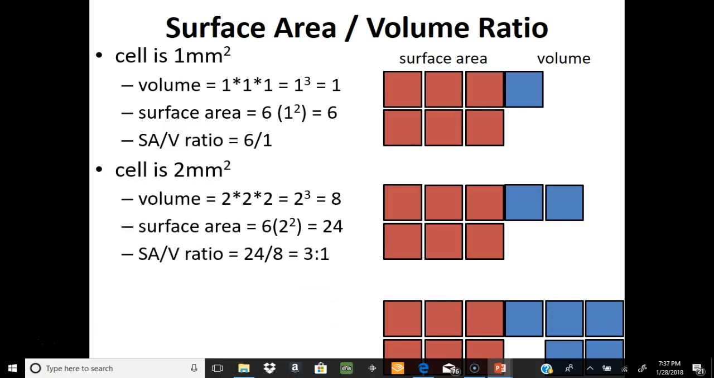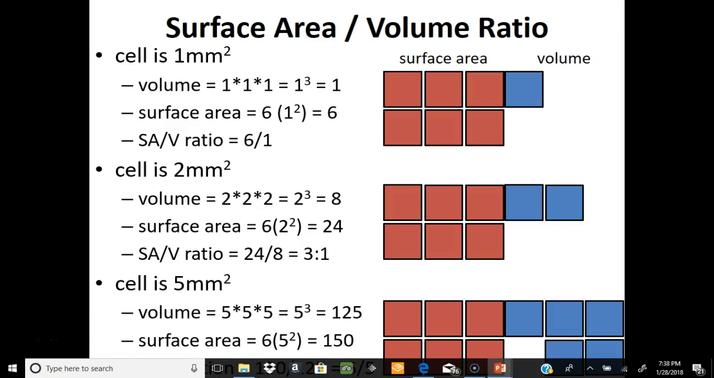If we change the cell size to 2 millimeters, the volume becomes 8, but the surface area only becomes 24. So it's 2 times 2 times 2, or 2 cubed, 8. 2 times 2 is 4, times 6 is 24. So when we do the surface area to volume ratio, that's 24 to 8, or a 3 to 1 ratio. So we've cut the surface area to volume ratio down in half.